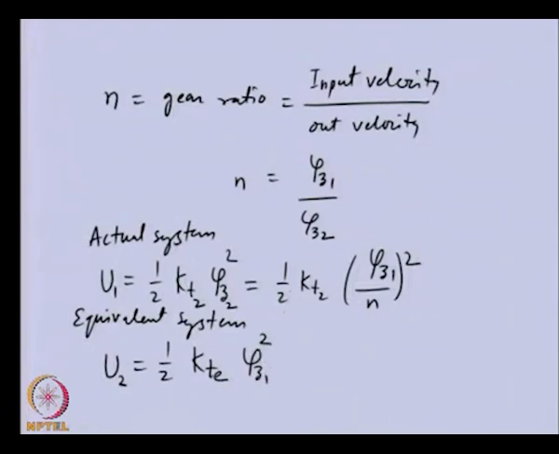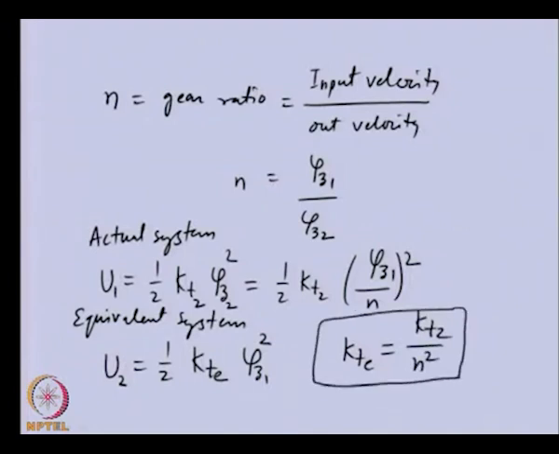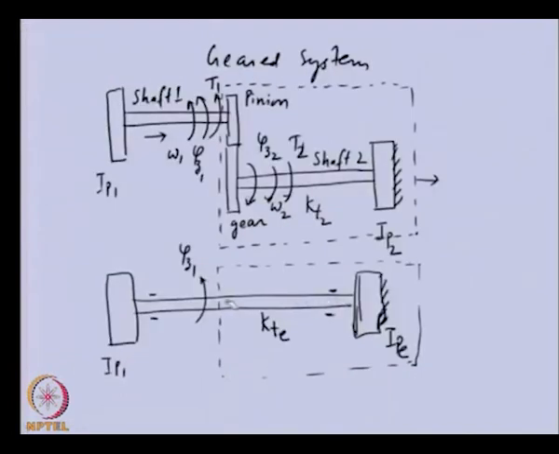So, you can see that if we equate these two, after cancellation of the angular displacements we will get KTE as KT2 divided by n square. So, this is the equivalent stiffness of the new shaft, which is given as KT2 divided by the gear ratio square. So, you can see that we could obtain this particular torsional stiffness using this.